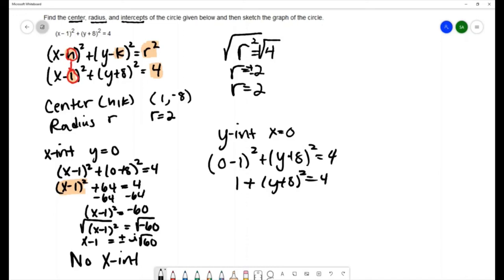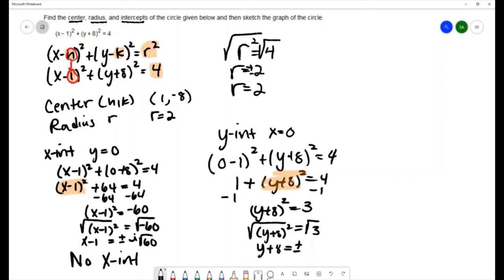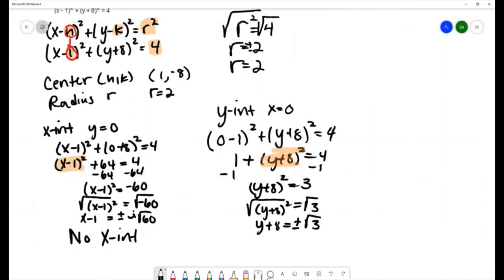I'll solve this equation by isolating the square. I'll subtract 1 on both sides. That gives y plus 8 squared equals 3. I'll square root both sides. The square root and the square cancel each other out, giving you y plus 8. You gain a plus or minus sign on the other side. You gain that plus or minus anytime you square root a square. And then I'll subtract 8 on both sides, giving me y equals negative 8 plus or minus square root of 3.